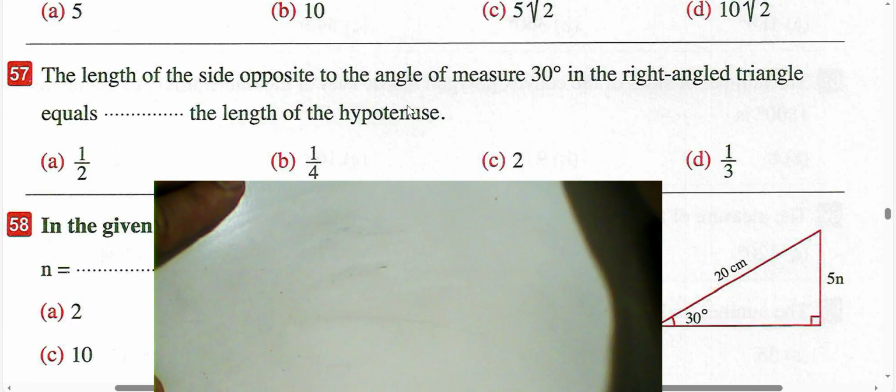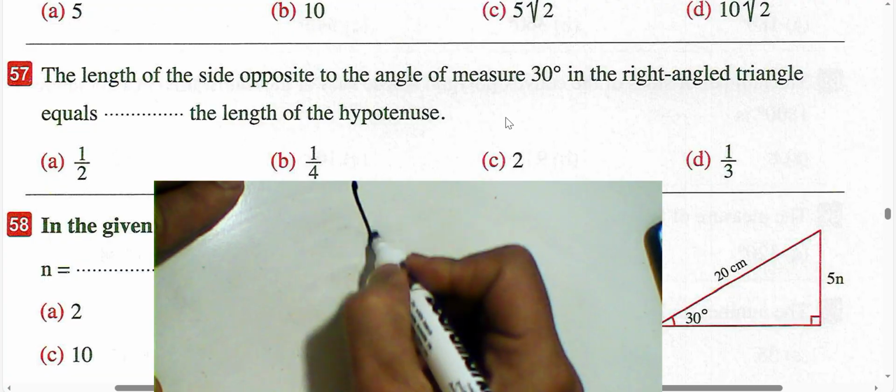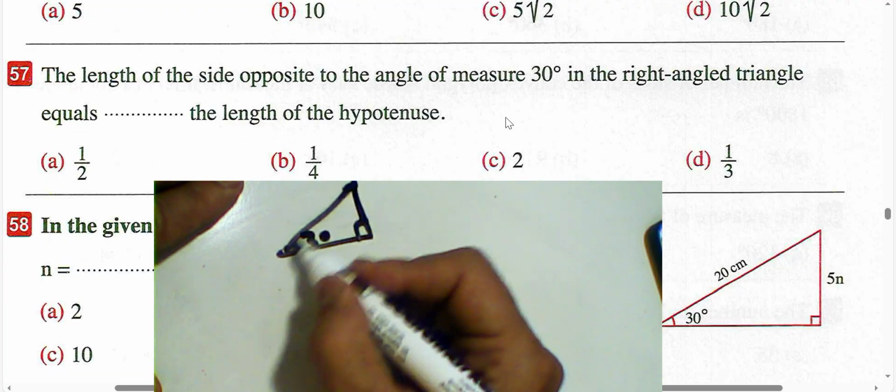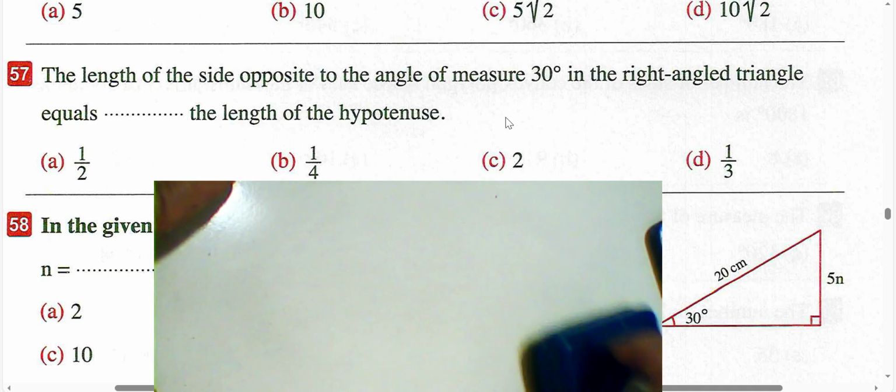57. The length of the side opposite the 30 degree angle in a right angle triangle equals half the hypotenuse. If we have a 30-60 triangle, the side opposite 30 will be half the hypotenuse. Choose letter A.